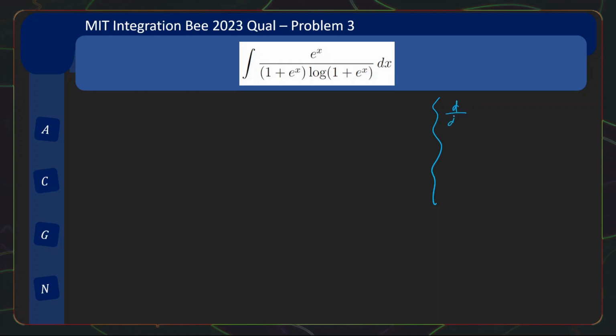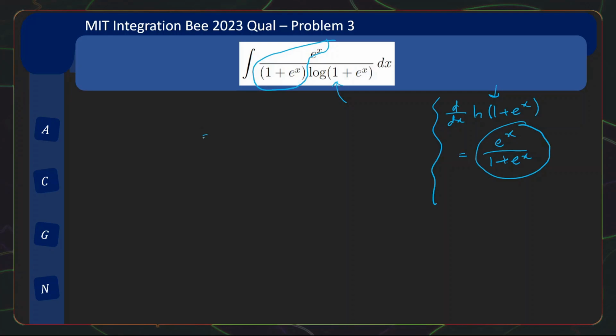What happens if we differentiate log of 1 plus e to the x? Indeed, you get e to the x over 1 plus e to the x. And this expression matches up very nicely with the rest, right? What we have just differentiated is precisely the remaining part of the integrand.